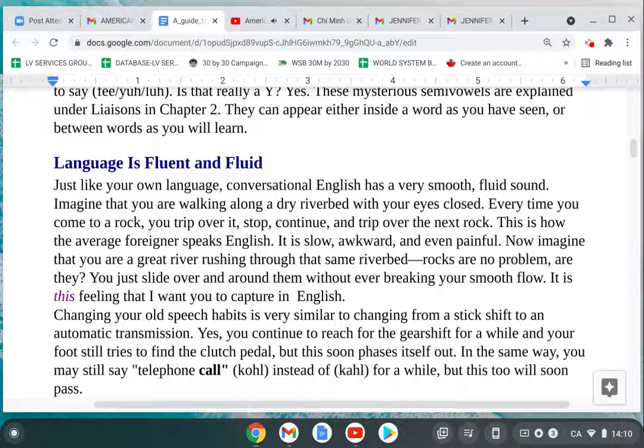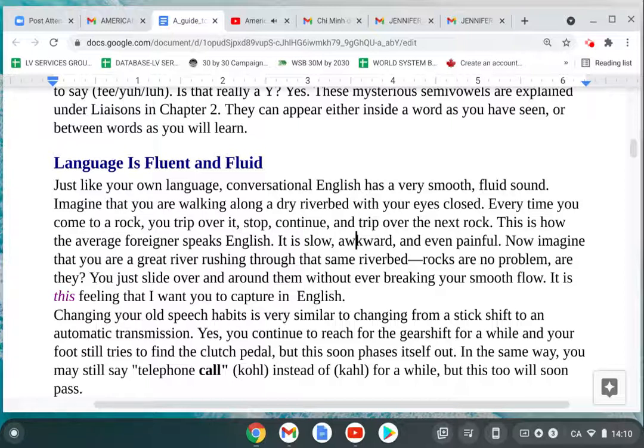Now imagine that you're a great river rushing through that same riverbed. Rocks are no problem, are they? You just slide over and around them without ever breaking your smooth flow. It is this feeling that I want you to capture in English.